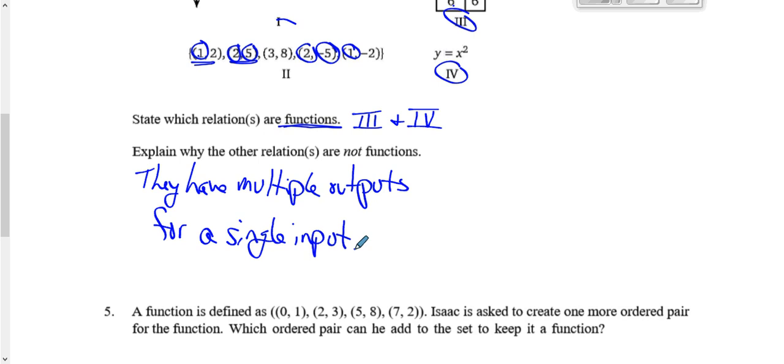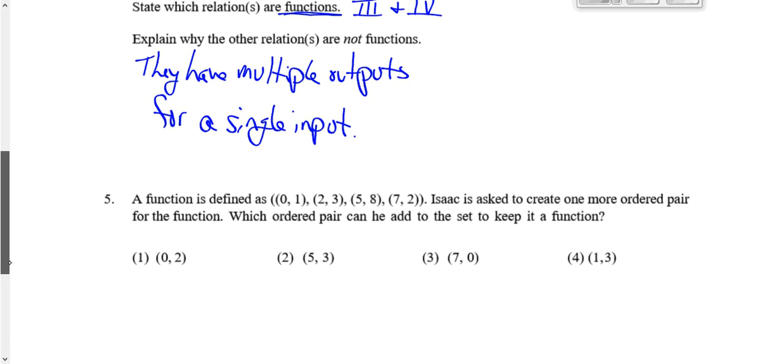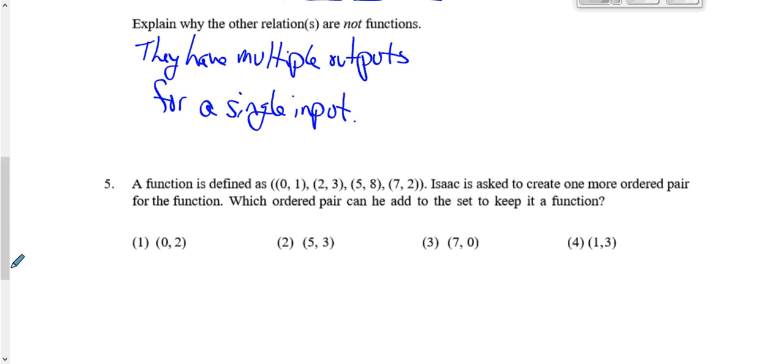Okay. And we got one more to go. This will be pretty simple. So in 5, they're defining a function as just a set of ordered pairs: 0, 1, 2, 3, 5, 8, 7, 2. Isaac is asked to create one more ordered pair for the function, to keep it a function. So probably easiest to check your inputs: 0, 2, 5, and 7. So we probably don't want to add another one that's got the same input, right?